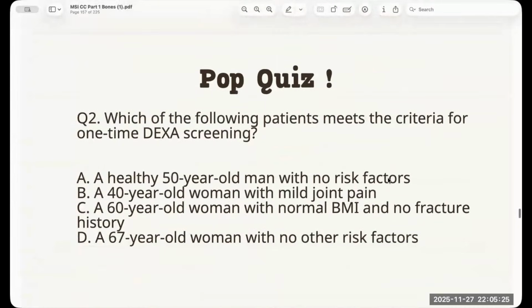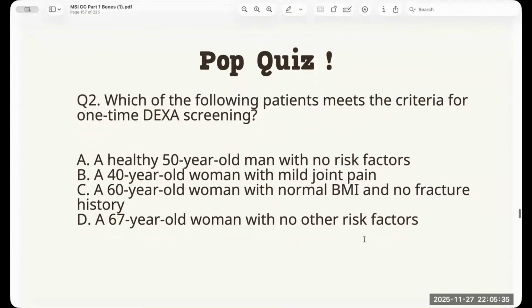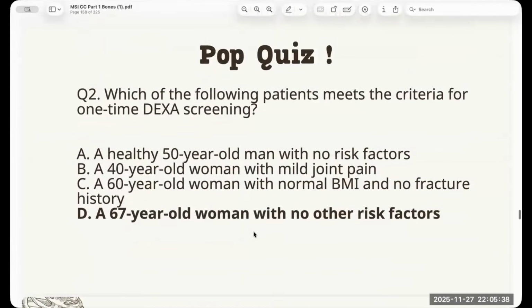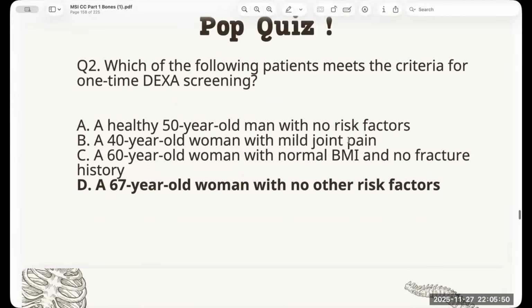Which of the following patients meets the criteria for a one-time DEXA screening? Take a good look at the ages, the risk factors, and so on. Okay? So it is D, a 67-year-old woman with no other risk factors, because she's above 65 years of age. Or it could be less than 65 years of age, but with risk factors, okay? A mild joint risk factor, it's okay. It's normal, it's treated, that's it. Normal BMI and no fracture history is not a risk factor, and so on, okay?